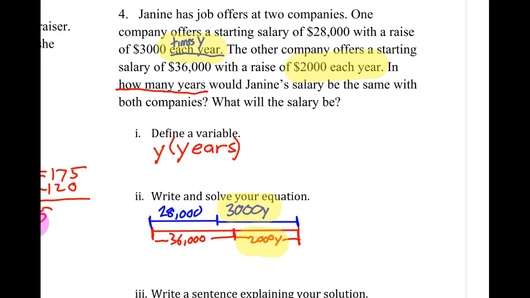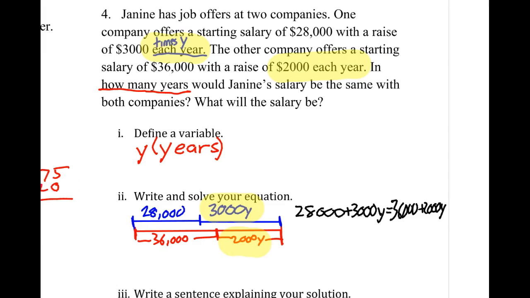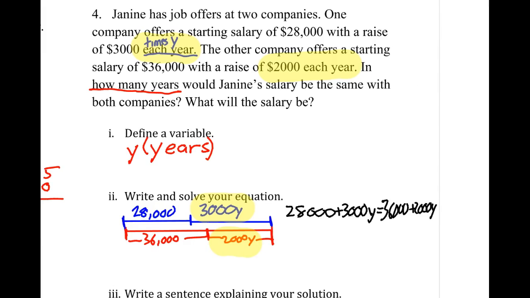All right, so write an equation. Remember the bottom and the top are equal to each other. So these two smaller ones, 28,000 plus 3,000 Y, should add up to the two bottom ones, 36,000 plus 2,000 Y. And we know how to solve these, right? Variables on both sides.